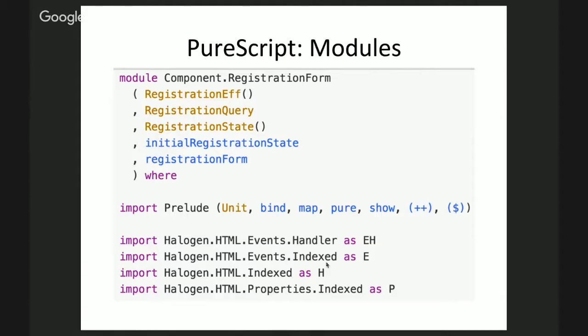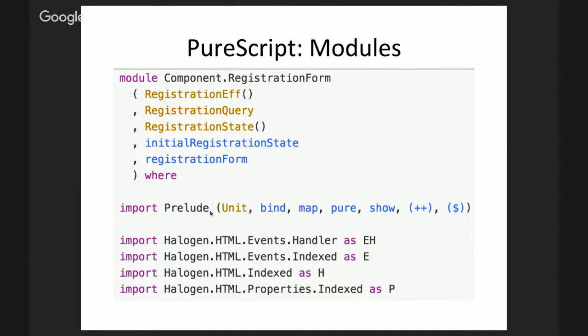If you know Elm or a similar language, this is pretty similar. You have a name for the module. In this case, this is copied from the example. This is a component. It is the module that contains a registration form. You can export part of the module. Like here, I only export the registration effect, registration query, the initial registration state, and the registration form component, or you can export everything. You can choose what you want to expose to the end users.